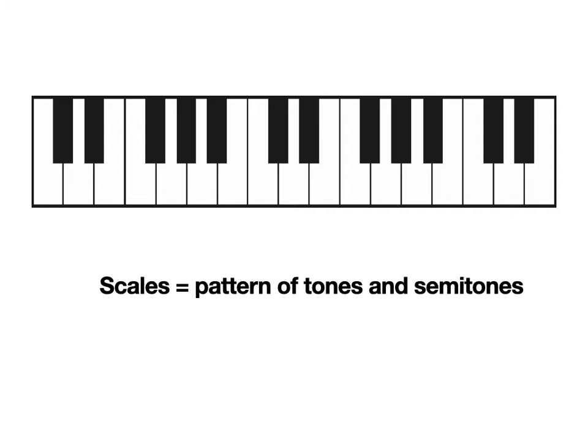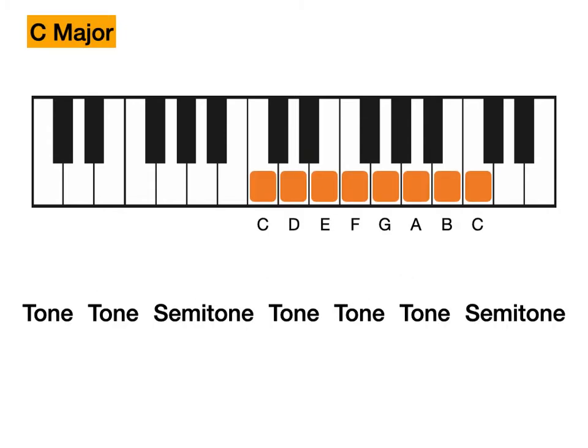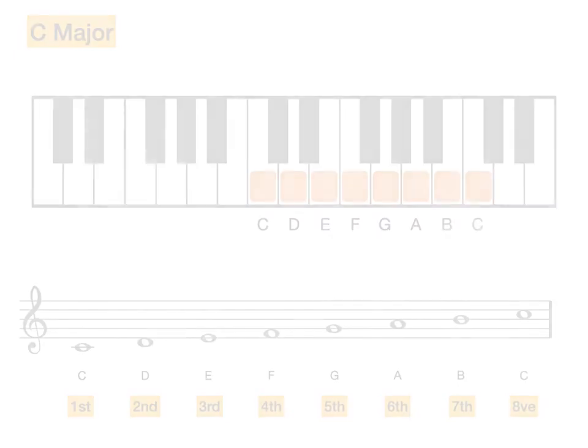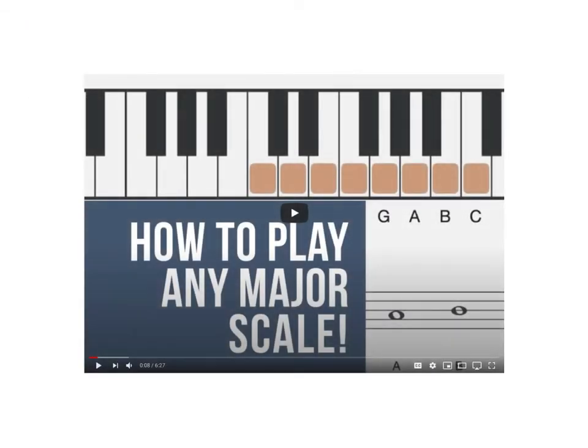This is really important to remember because a scale is simply a pattern of tones and semitones. Remember that major scale? Our pattern was tone, tone, semitone, tone, tone, tone, semitone. And you can see this on the piano. Let's write that scale out. There we have our C major scale. Remember to check out that video on how to play any major scale before watching the rest of this video.